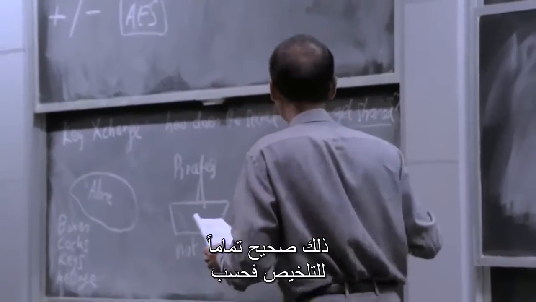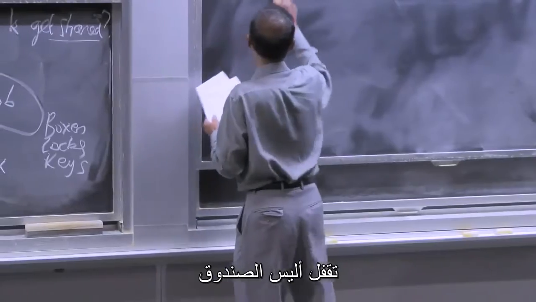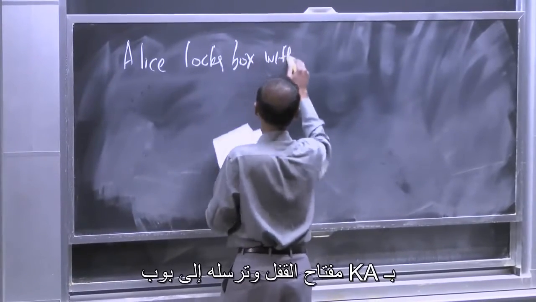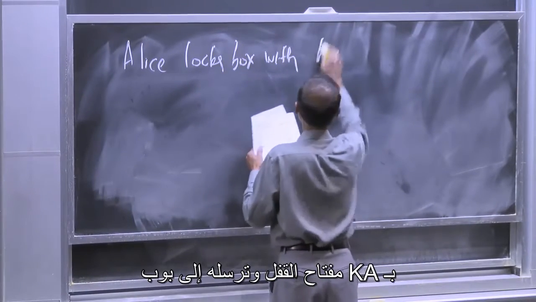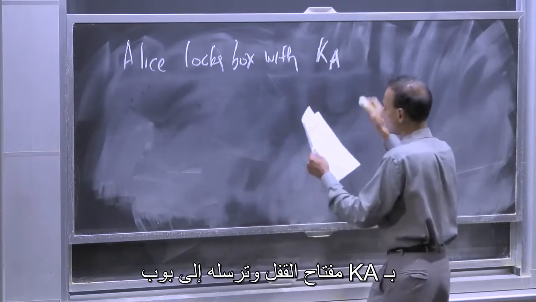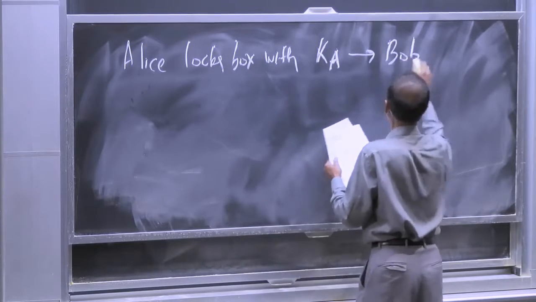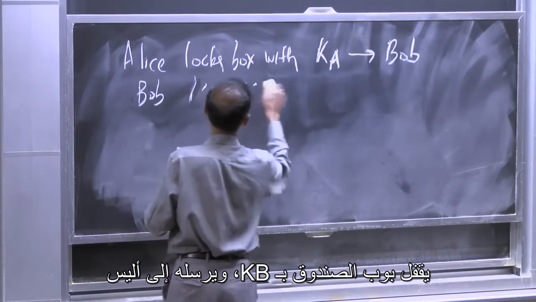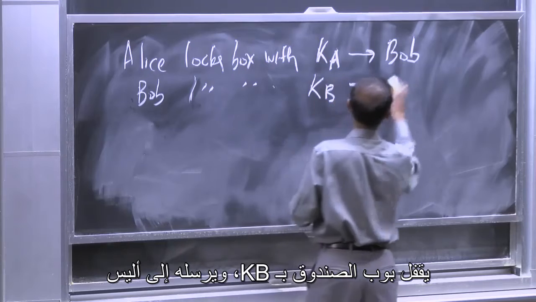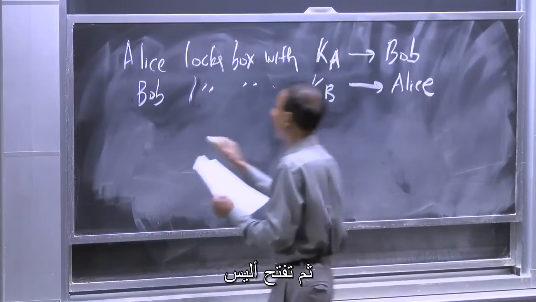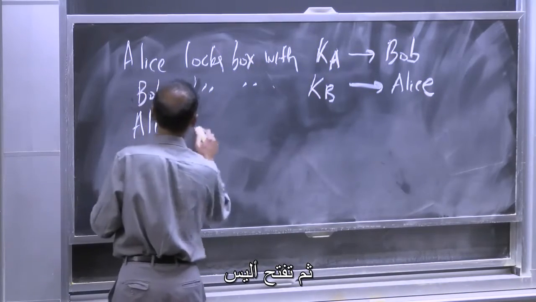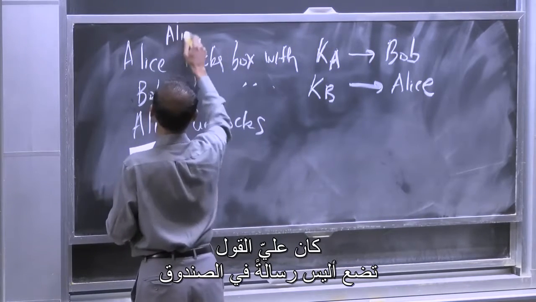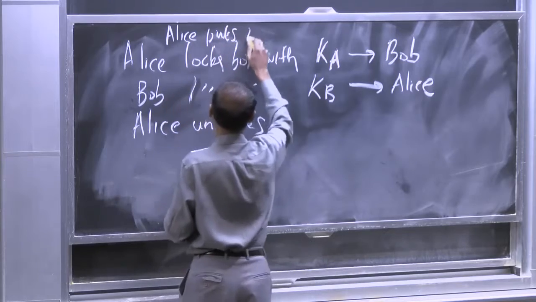So just to recap, Alice locks the box with KA, and that's the key for the lock, sends it to Bob. Bob locks the box with KB, sends it to Alice, and Alice unlocks. Oh, I should have said that Alice puts the message in the box.